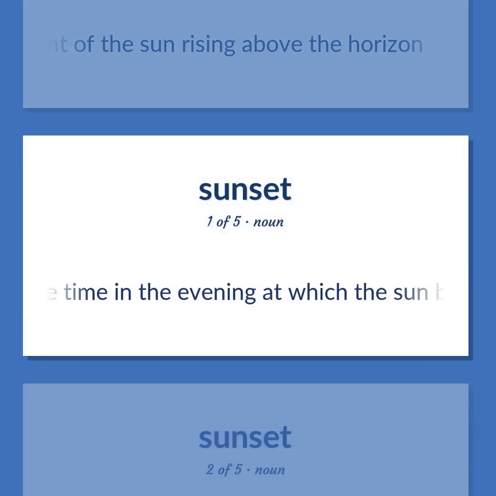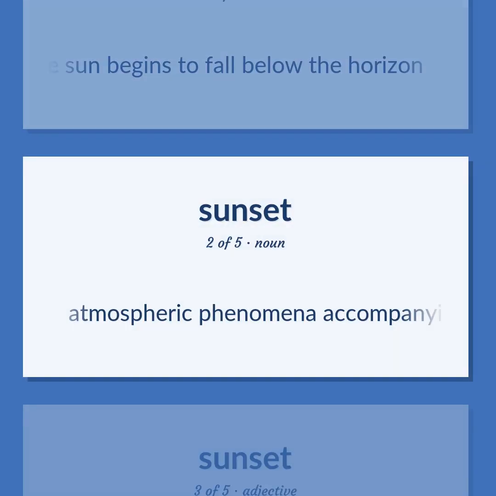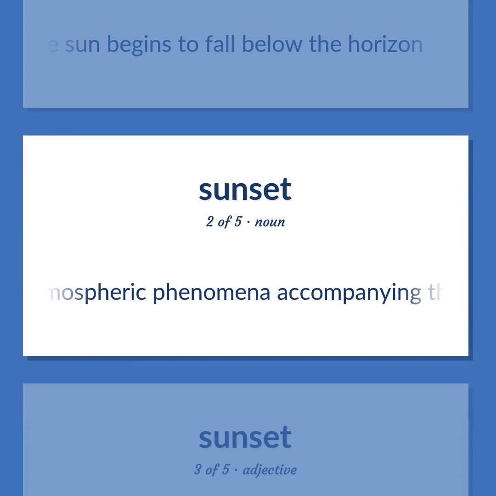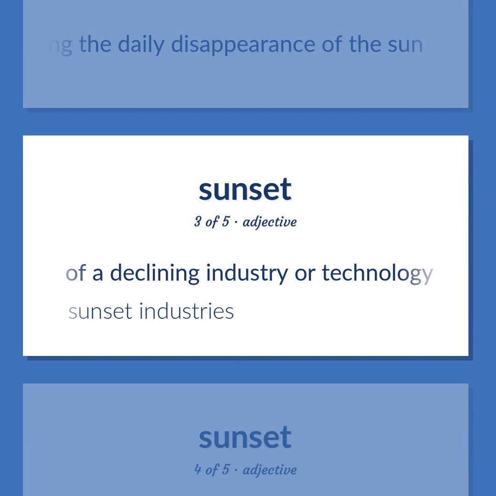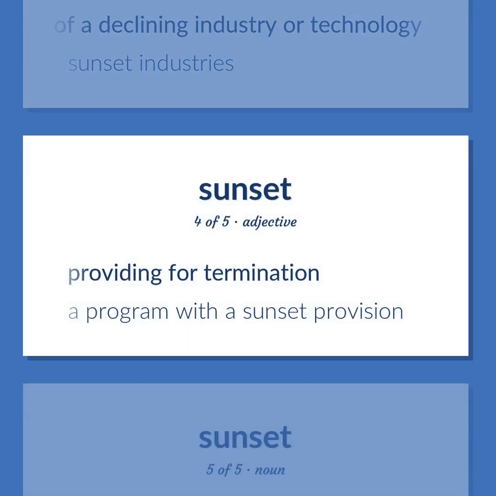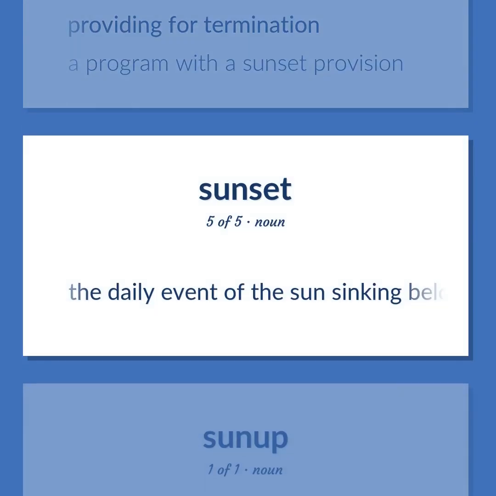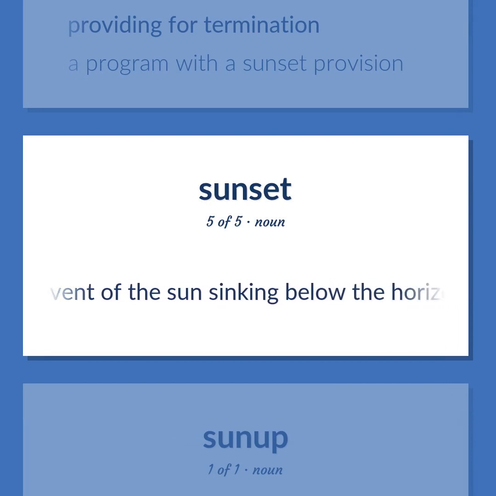The time in the evening at which the sun begins to fall below the horizon. Atmospheric phenomena accompanying the daily disappearance of the sun. Of a declining industry or technology. Sunset industries. Providing for termination. A program with a sunset provision. The daily event of the sun sinking below the horizon.